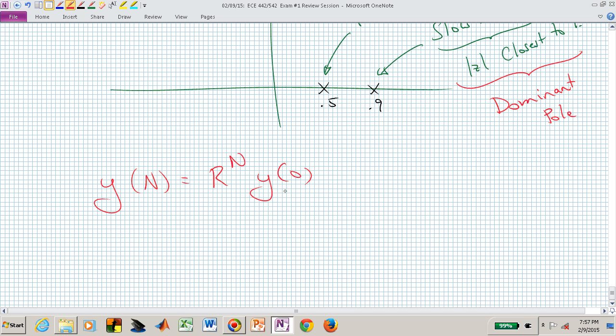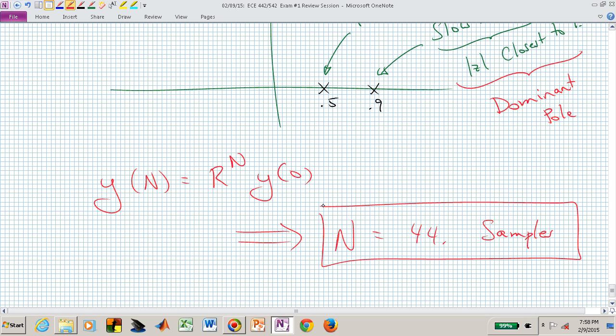Which was that problem again? And if you go through that, you should find that n is a little bit less than 44. It's 43.7, but you need to round up. You should find that it takes 44 samples to settle.